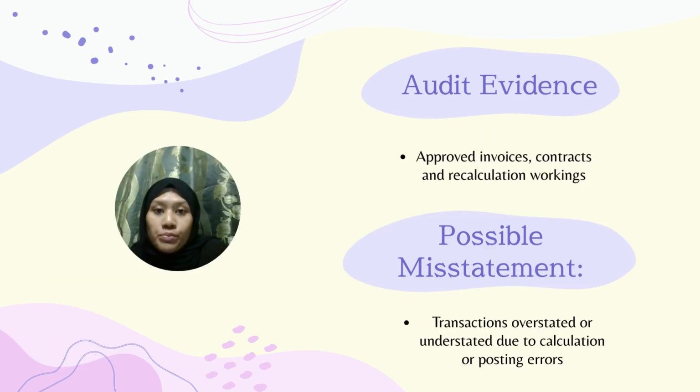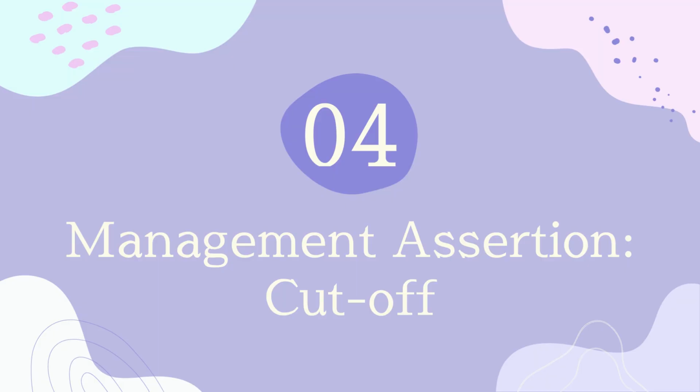The audit evidence obtained includes approved invoices, contractual agreements, and our recalculation workings. Last is possible misstatement relating to accuracy, including overstatement or understatement of revenue or expenses due to calculation errors, incorrect pricing, or posting errors in the accounting records.